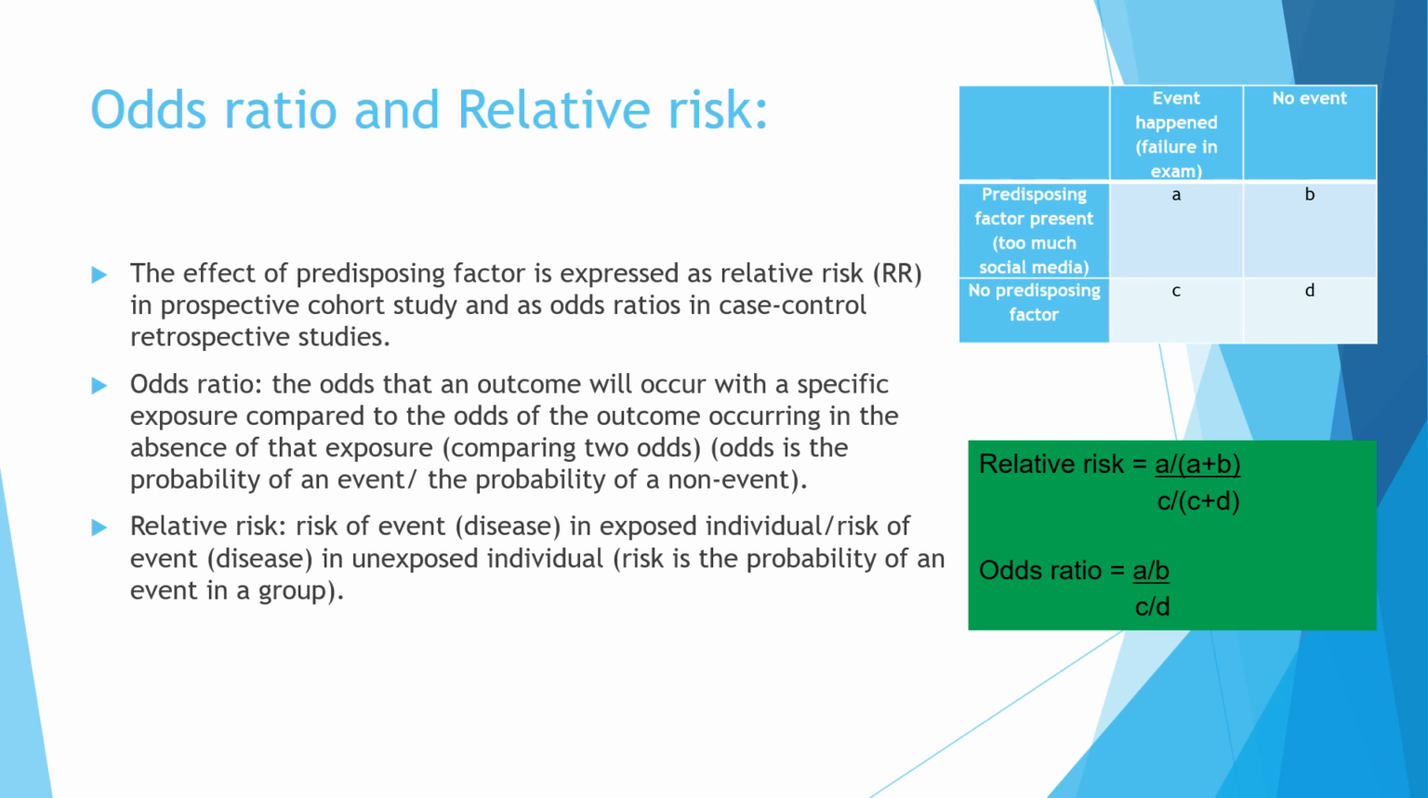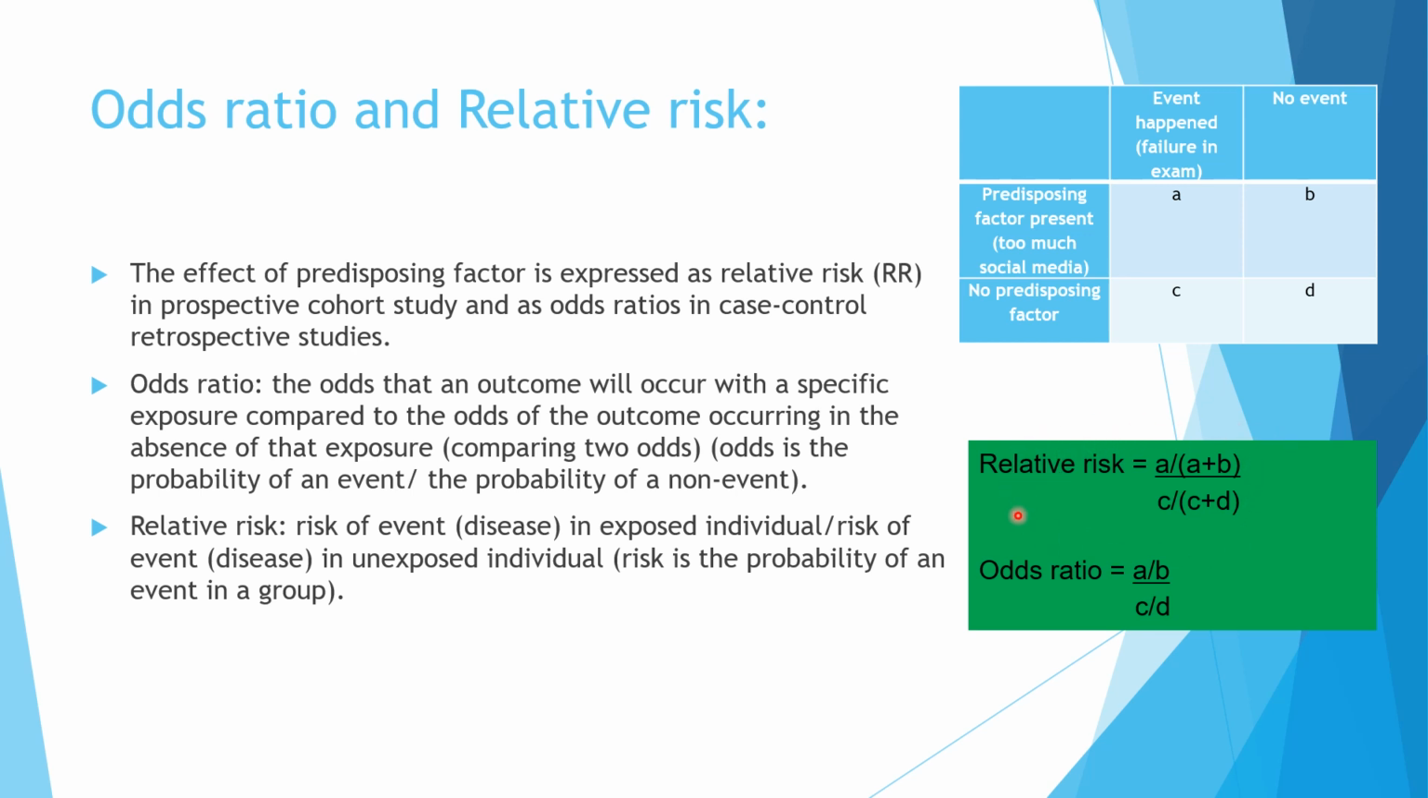Let's say that you wanted to measure the relative risk. In this case, the relative risk, as we said, the risk is the probability of an event in the group. So the risk of failure with too much social media will be 40%, because you have 10 students, 4 of them failed, and then with no social media, it will be 10%. So if you want to have the relative risk, it will be 40% divided by 10%, it will be 4. So in this example, that you have 10 students with too much social media, 4 of them failed, 6 of them passed, 10 without social media, 1 of them failed, and 9 of them passed, the odds ratio is 6 and relative risk is 4.